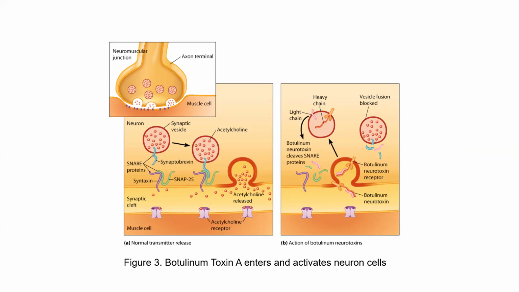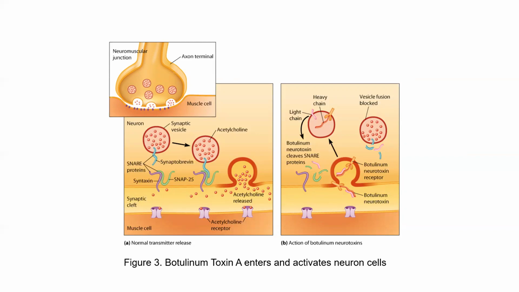On the left side, we have how the normal neurotransmitter release looks like. We have the SNARE proteins, syntaxin, SNAP25. These are essential proteins required for fusion of the neurotransmitter-containing vesicle with the plasma membrane of the nerve cell. Once attached to a vesicle in contact with the muscle cell, it will release an electrical impulse, initiating muscle contraction.